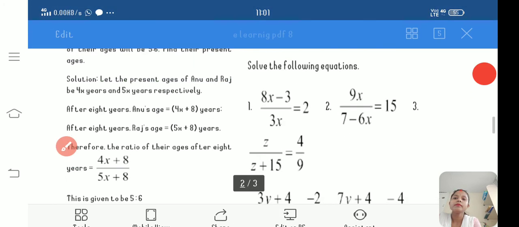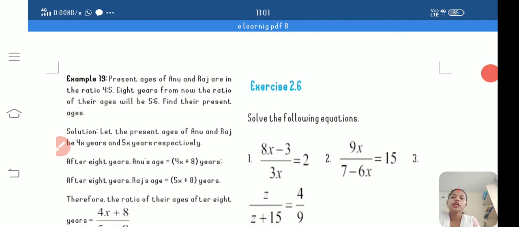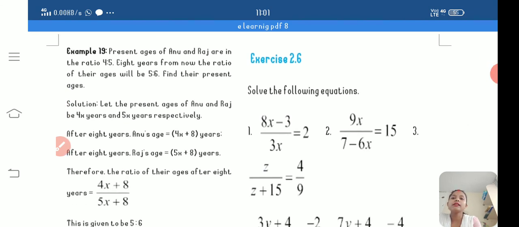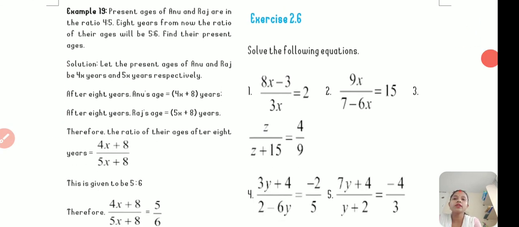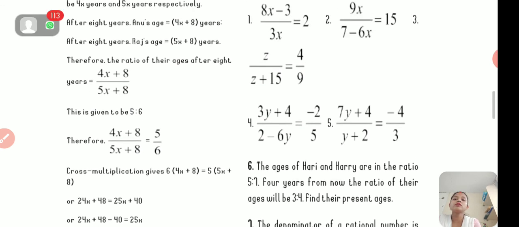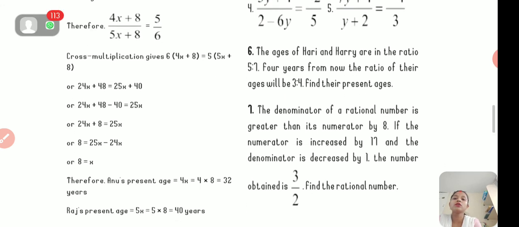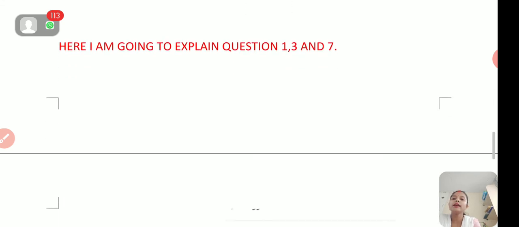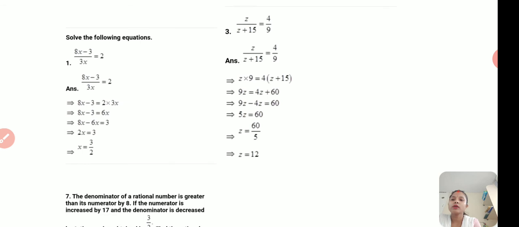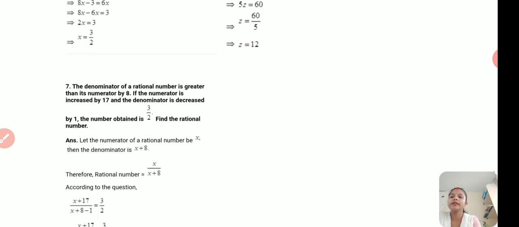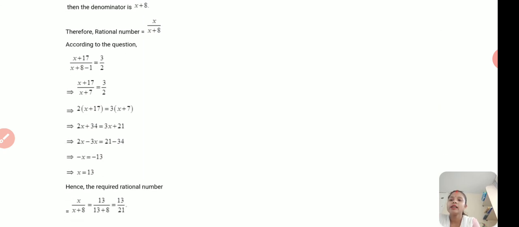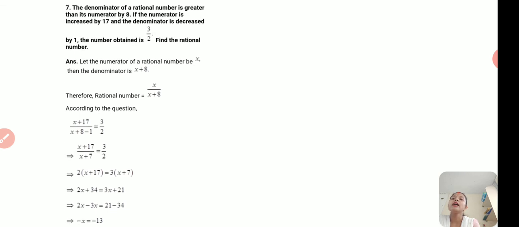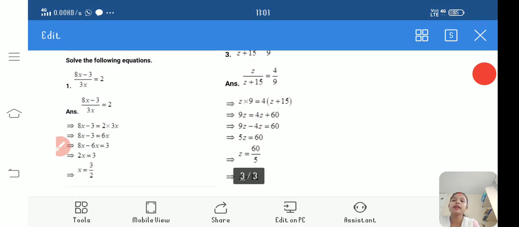Now what do you have to do? You have to solve exercise 2.6 of your NCERT book. There are 7 questions, and you have to solve all of them. Questions 1, 3 and 7 are explained. You can see them on EduNext in your homework. And if you have any doubt, then please contact.